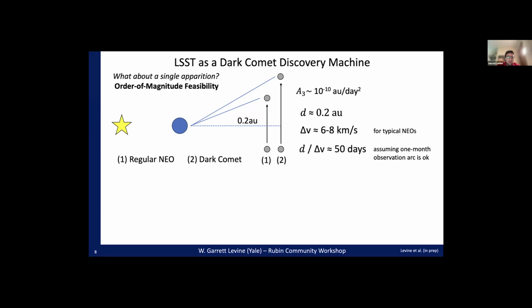And so our next steps here are going to be taking the actual NEOMOD population, running it through Sorcha, and then seeing what the sensitivity of the orbit fit is to non-gravitational acceleration. So this is basically validating this back of the envelope with detailed simulations in Sorcha. This is going to be a great application of that survey simulator.